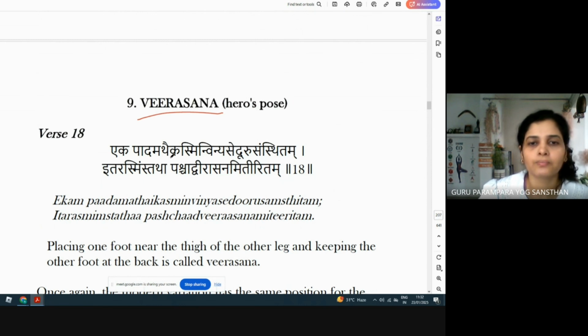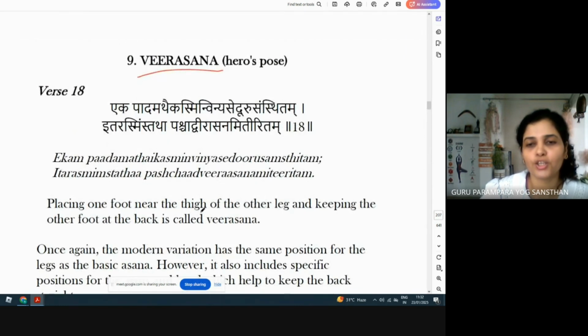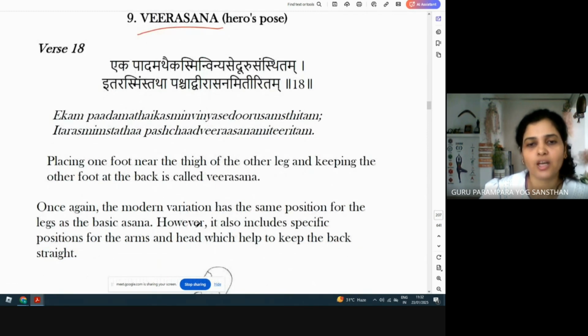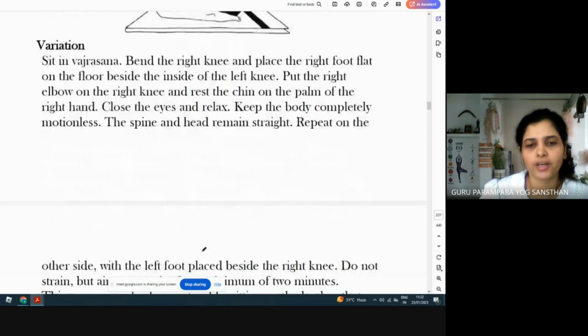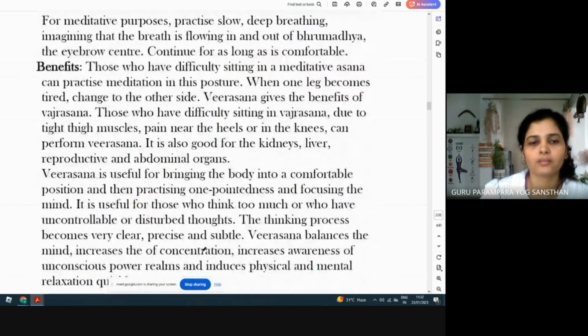Ekam padam tathaikasmin vinyaset uru sansthitam, itarasmims tatha parshve virasanam itiritam. Placing one foot near the thigh of the other leg, like we do in hero pose, and keeping the other foot at the back is called Virasana. Here, hand positions are not mentioned. We are just saying raise one foot and sit straight. No benefit.